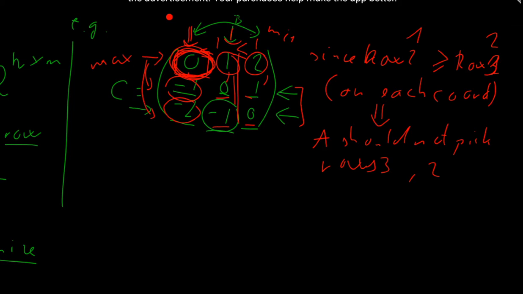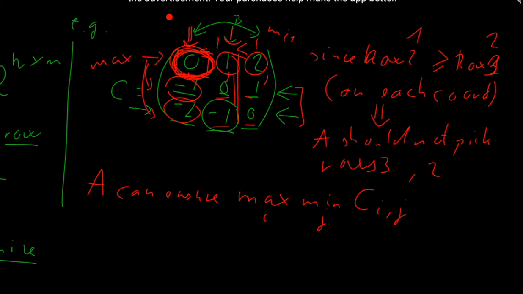Now the reason is that A can always ensure the maximum of the minimum of the rows.